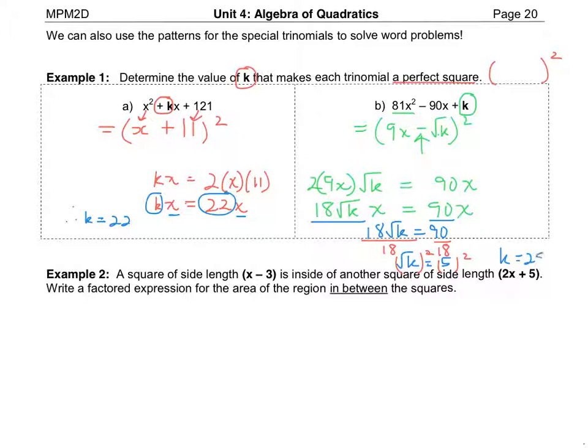K equals 25. So in here at the beginning, if k was equal to 25, what that makes this bracket equal to is a 9x minus 5 all to the exponent 2. And if we check it, if I take the product of my two numbers here, I get negative 45, and then when I double it, I get my negative 90. So I know I did that correctly. All right, try example 2. Put this on pause. See if you can figure out a diagram for it, and then come up with a plan to solve for the area between the two squares.